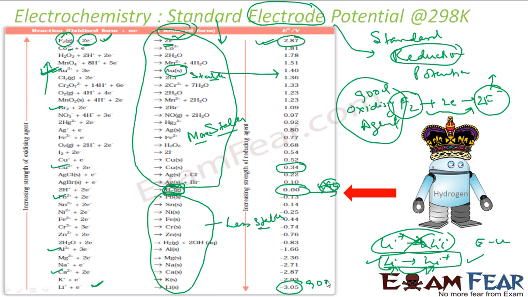This guy I'm talking about, lithium, is a good reducing agent. Correct? Hope you understand what I'm trying to say. So reducing agent capability increases on the product side. On the reactant side, the moment you go up, the oxidizing agent capacity increases.